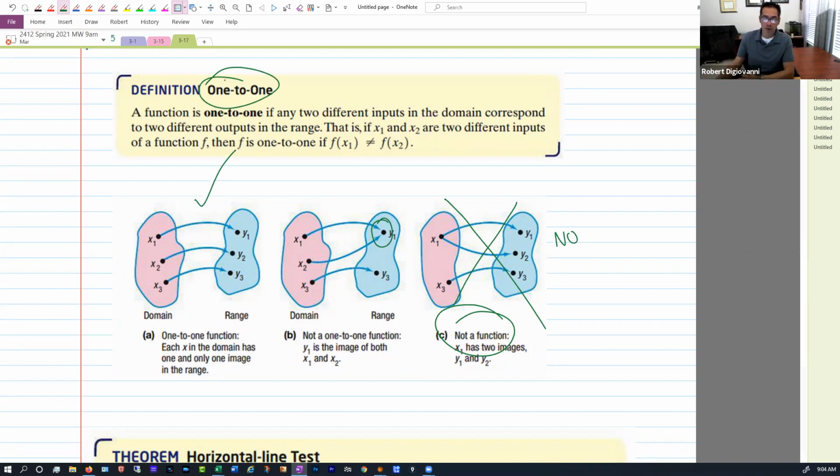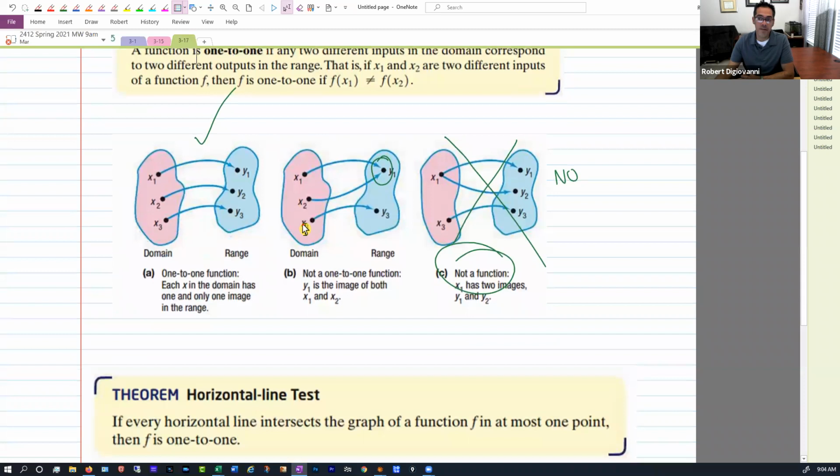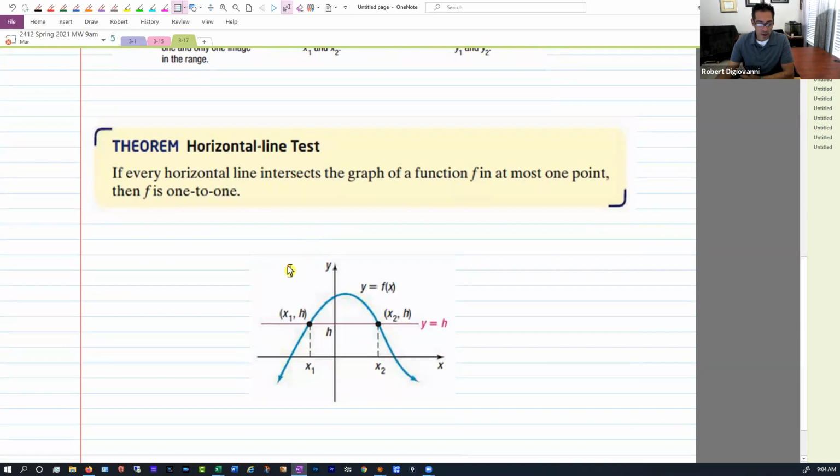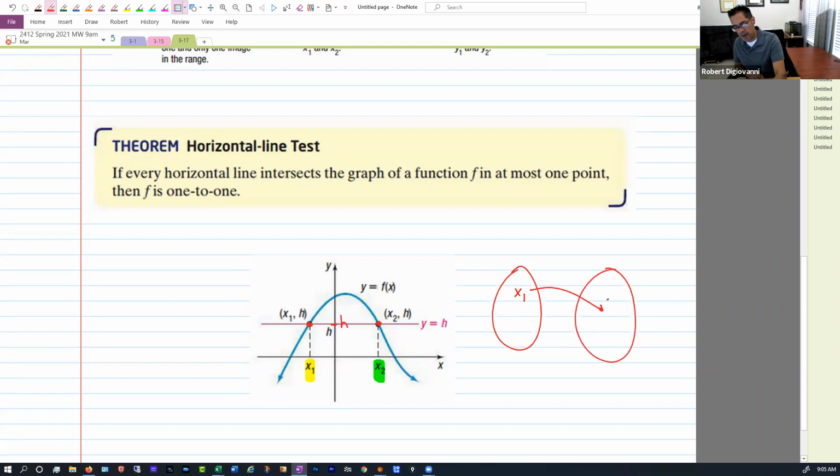Okay, so when you have one-to-one functions, you have something very nice when you look at the graph. Let's look at this graph right here. Notice that if I plug in x1, it's spitting out this value, h. That's how high the point is. But if I plug in x2, I get the same height, the same output. So x1 goes to h, but x2 also goes to h. And therefore, this would not be one-to-one.